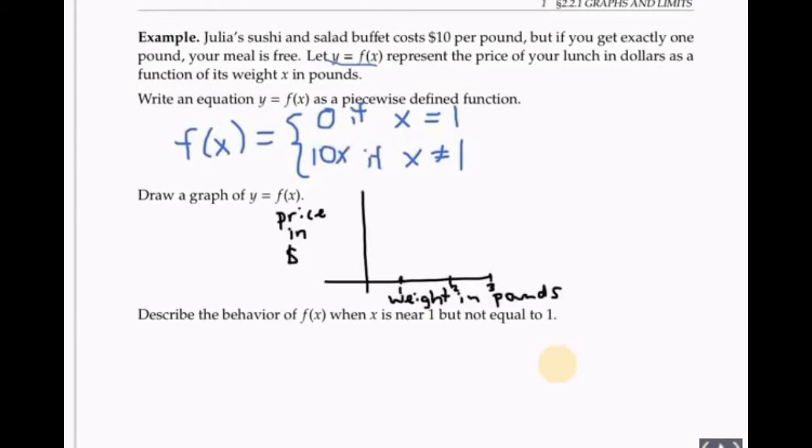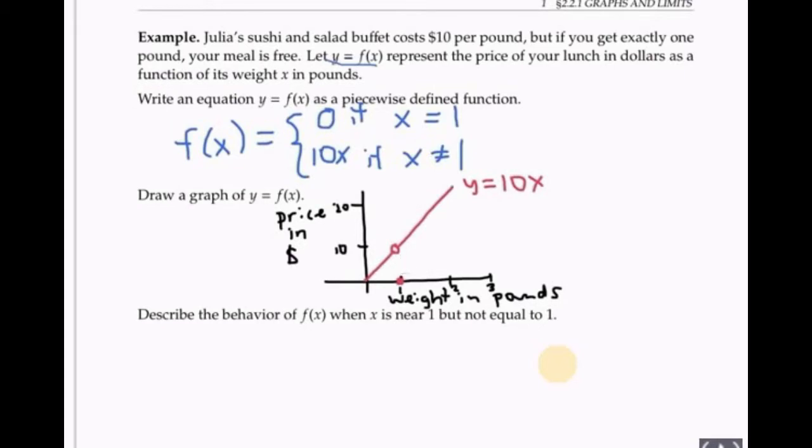As a graph, my function is going to follow the line y equals 10x, but when x is exactly 1, my function is going to have a value of 0 and not 10. The open circle here represents a hole, a place where a point is missing on the graph.